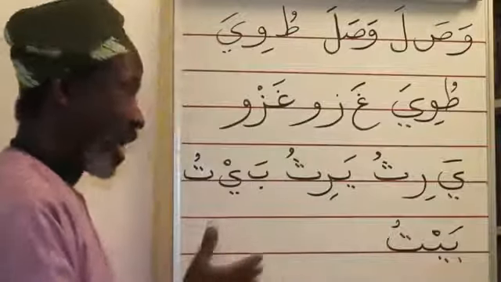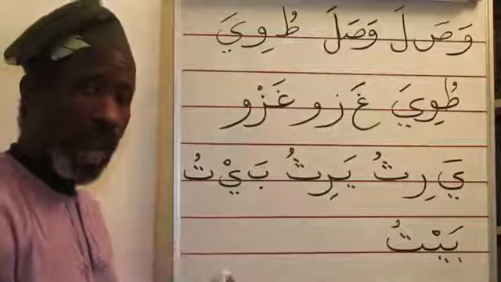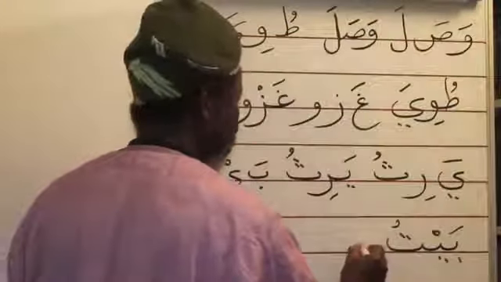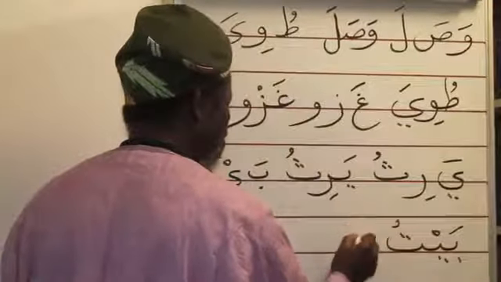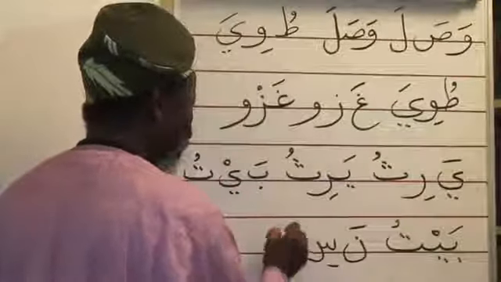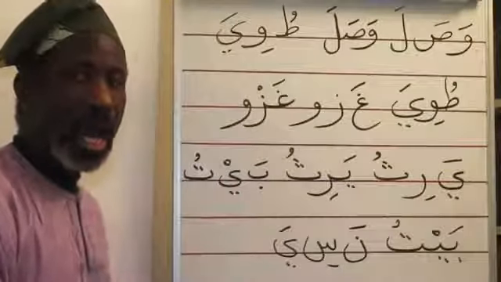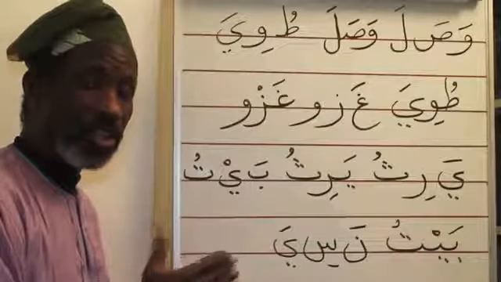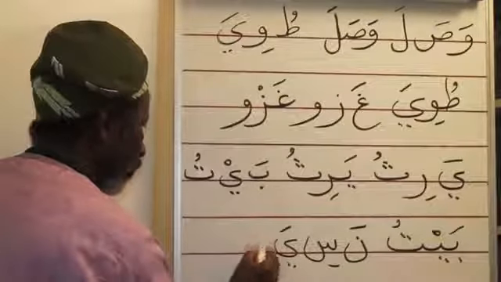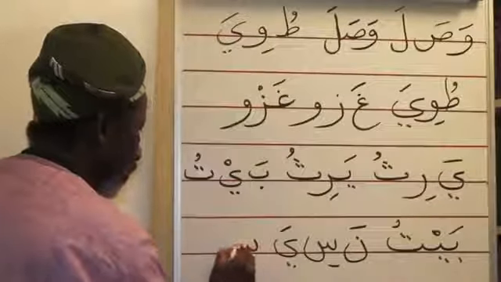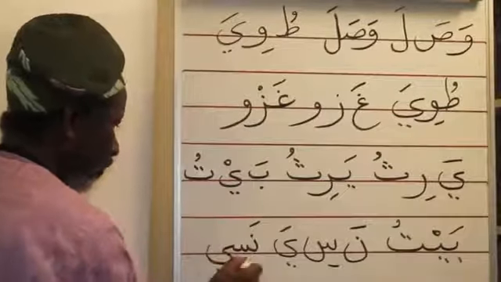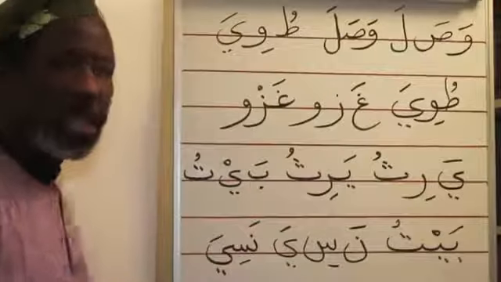Now we need ya at the end to conclude the alphabet. So the next one is nasiya. Na, si, ya. Nasiya. That's ya at the end. Nasiya. Let's join that. Na, si, ya. Nasiya.